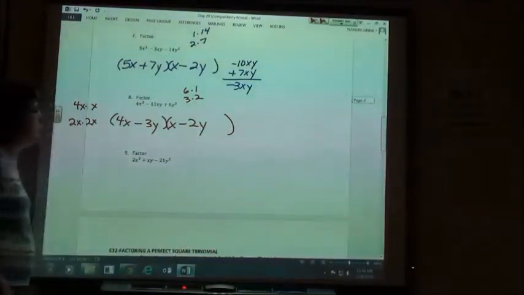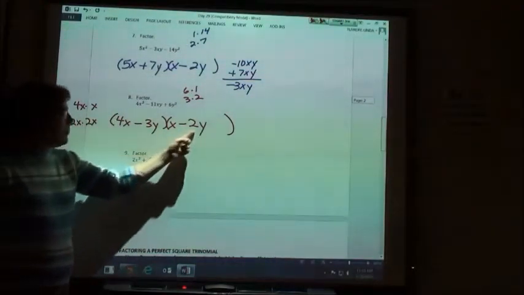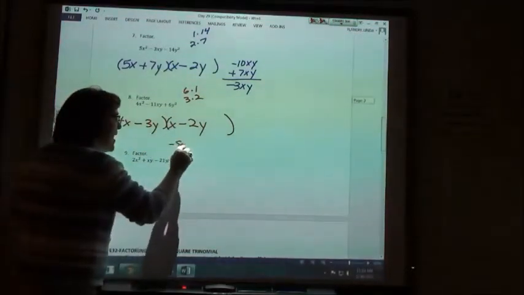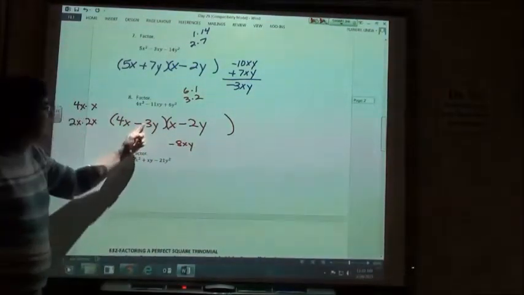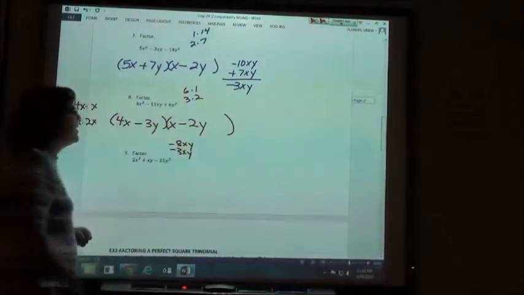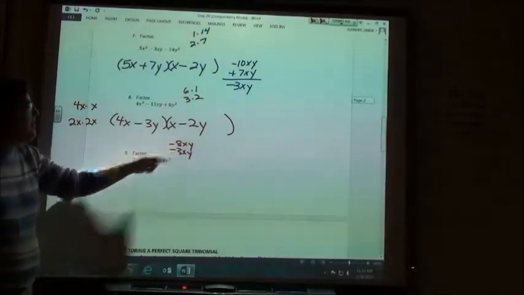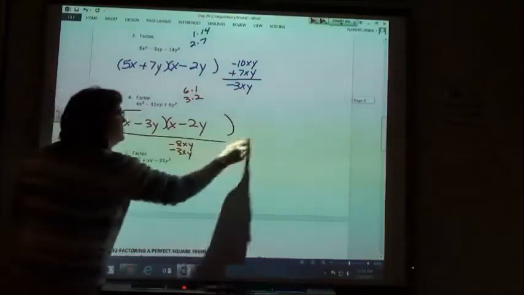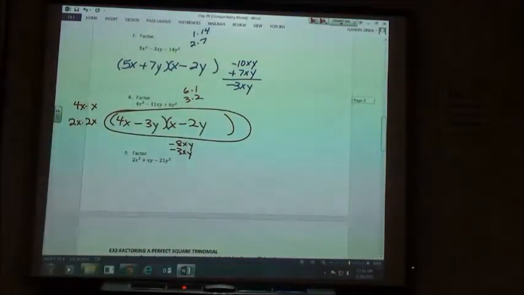I'm going to check it out. My outside product gives me negative 8xy. My inside product gives me negative 3xy. And I was good at guessing on this one. A negative 8 plus a negative 3 is negative 11. So 4x minus 3y times x minus 2y is my solution.